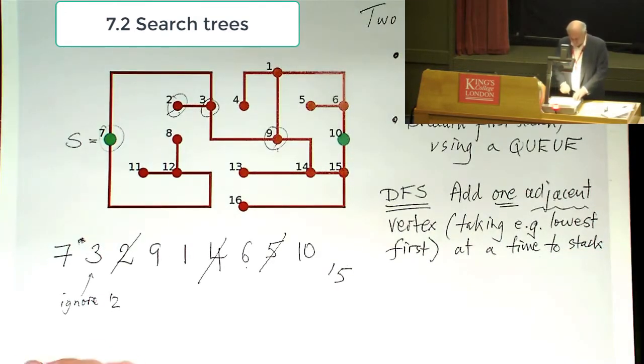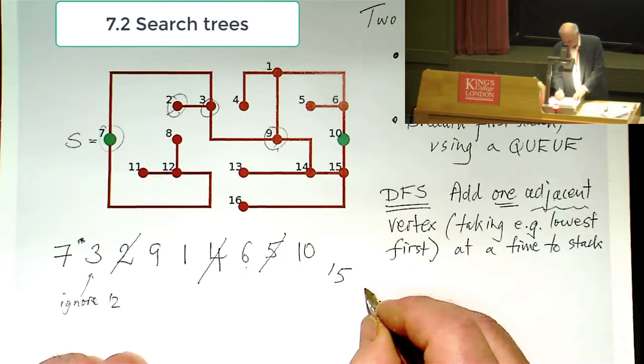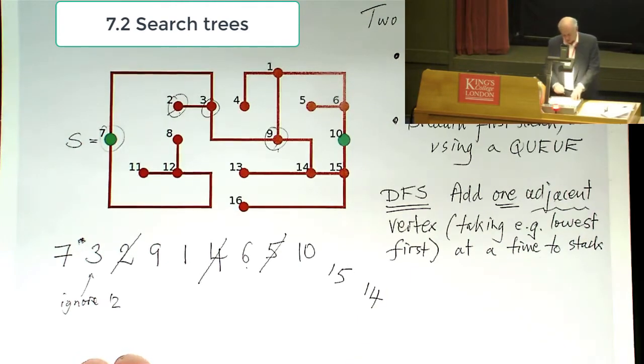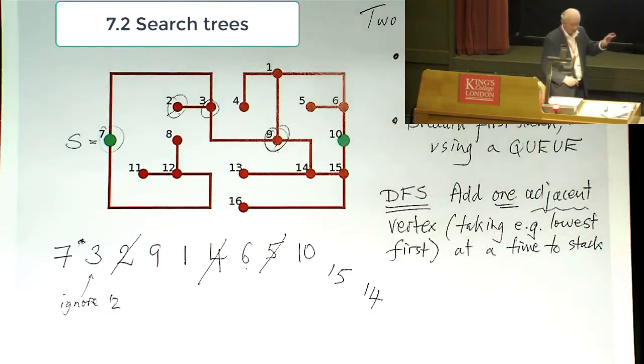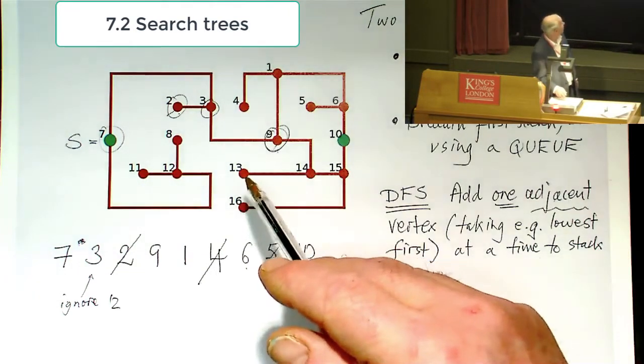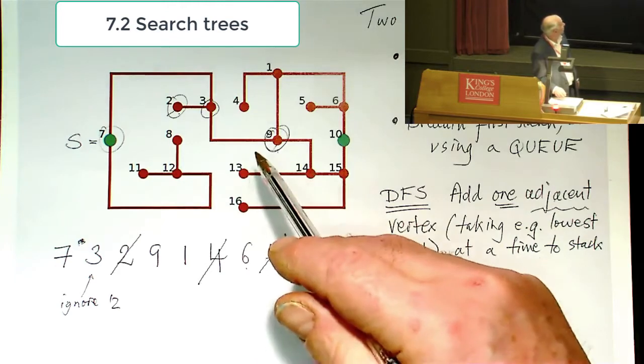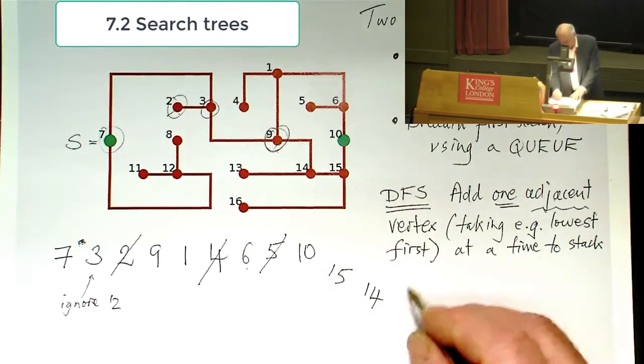And after 15, 15 is adjacent to 14 and 16. 14 goes first. Now, 14 is adjacent to 9, but 9's already been visited. So 14 no longer sees 9. You pretend it's been removed. You only consider vertices which have not already been visited. So 14 only sees 13 at this point.